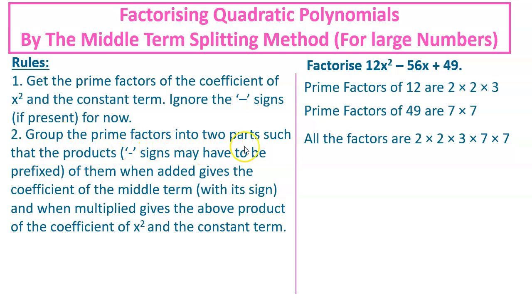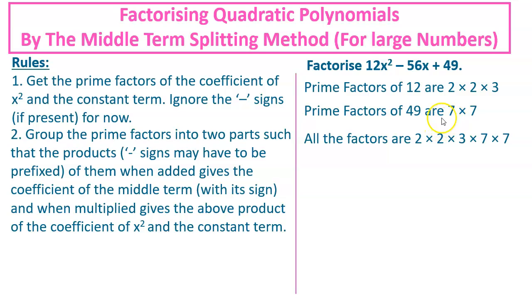Group the prime factors into two parts such that the products, minus signs may have to be prefixed. Like over here, all the numbers are positive, but we have to get a negative 56. So we have to attach some minus sign, because positive numbers will never give us minus 56. We have to subtract one part from the other, or we may say that we will be attaching the minus sign to one of the parts and we will be adding them. One will be a negative number, another will be a positive number.